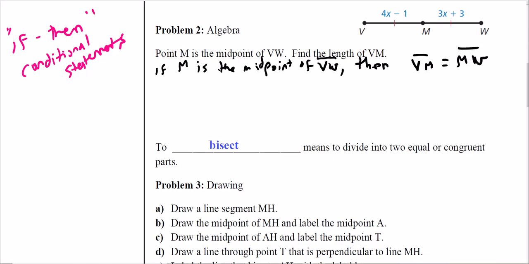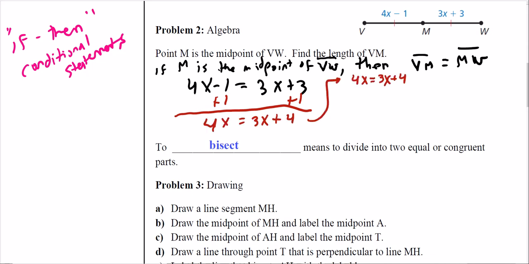And that allows us to do some algebra, because VM is 4x minus 1. And MW is 3x plus 3. We can add 1 to both sides. We can then subtract 3x from both sides.